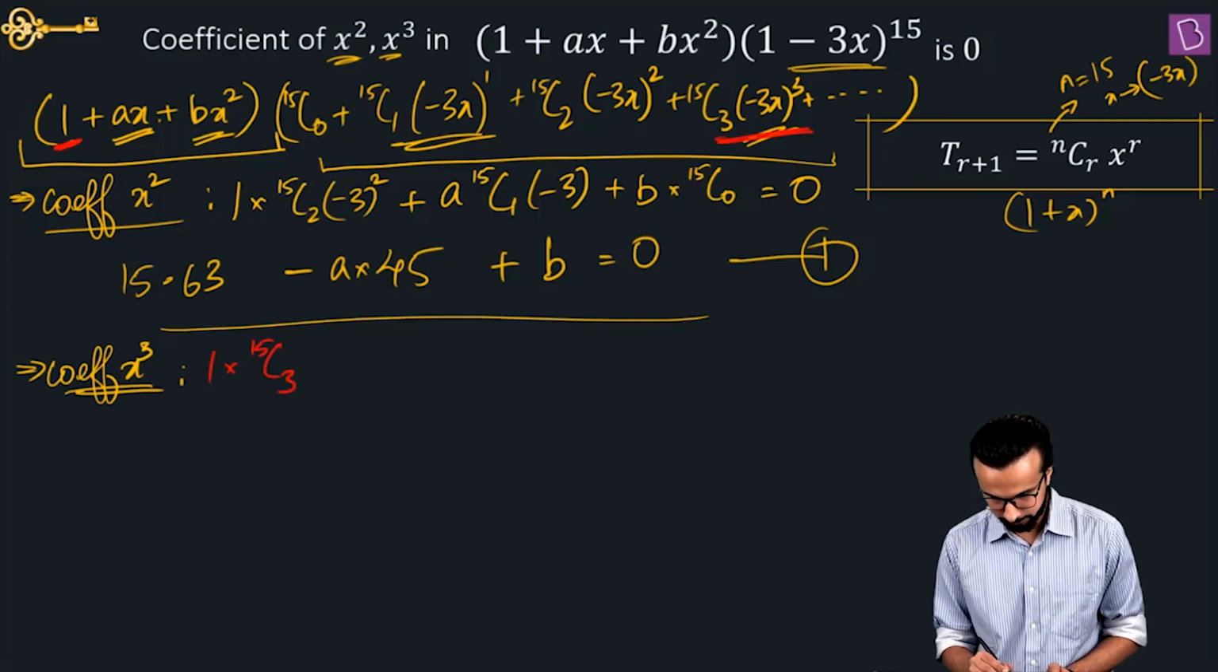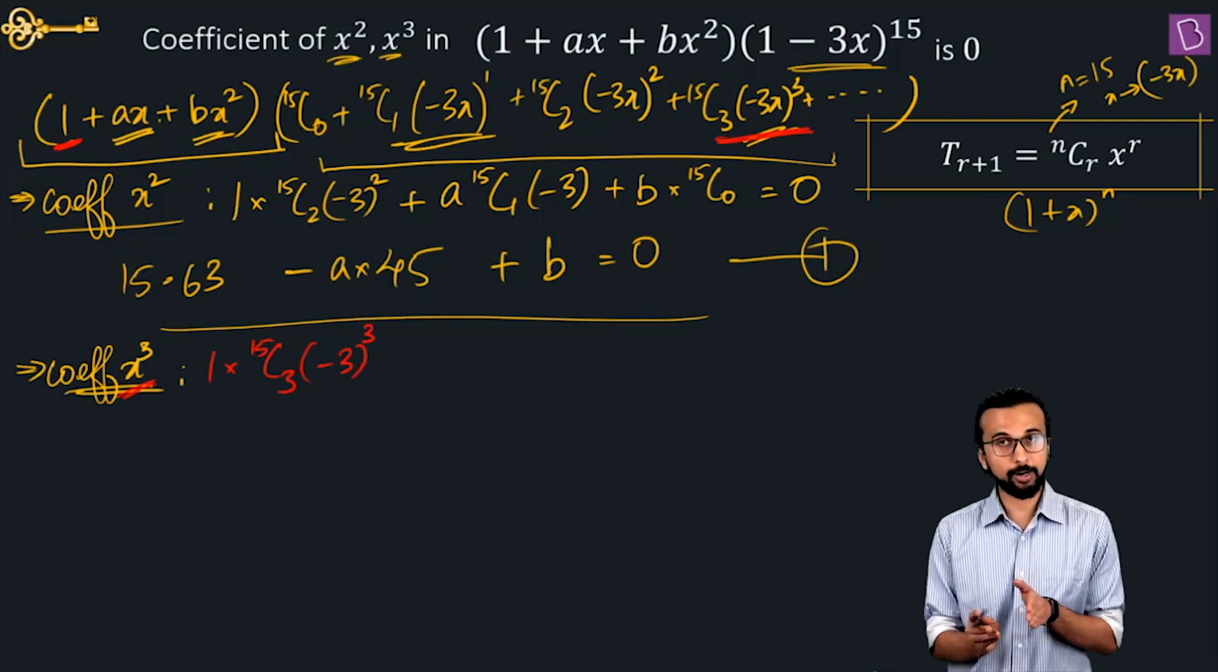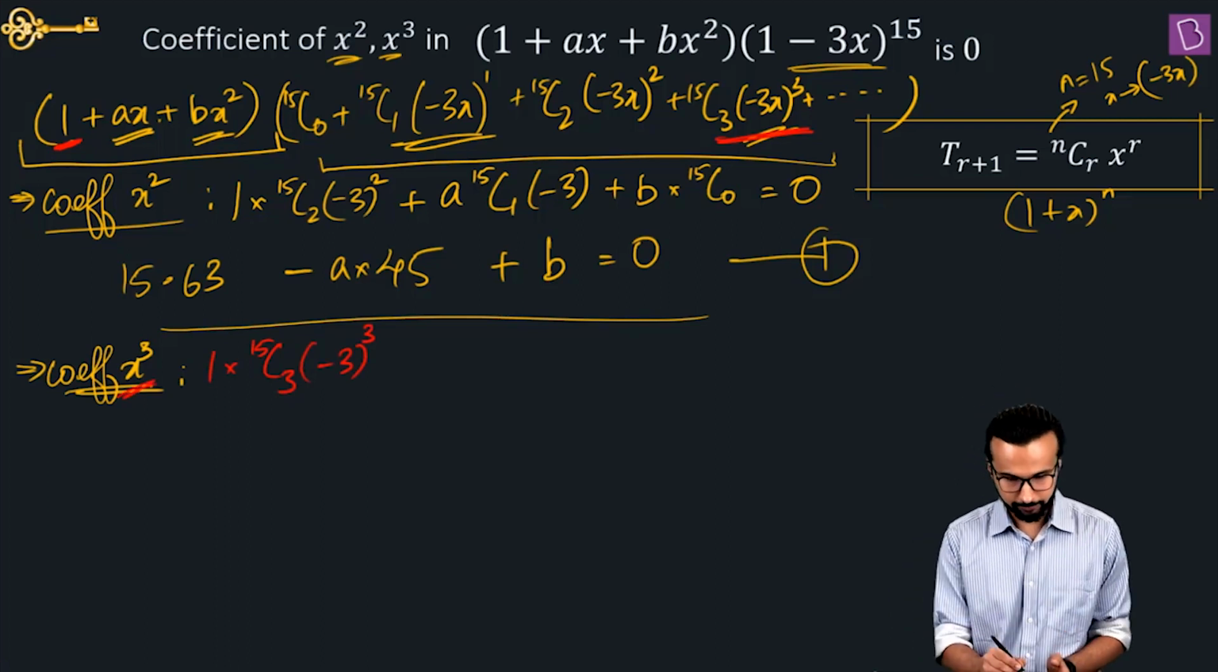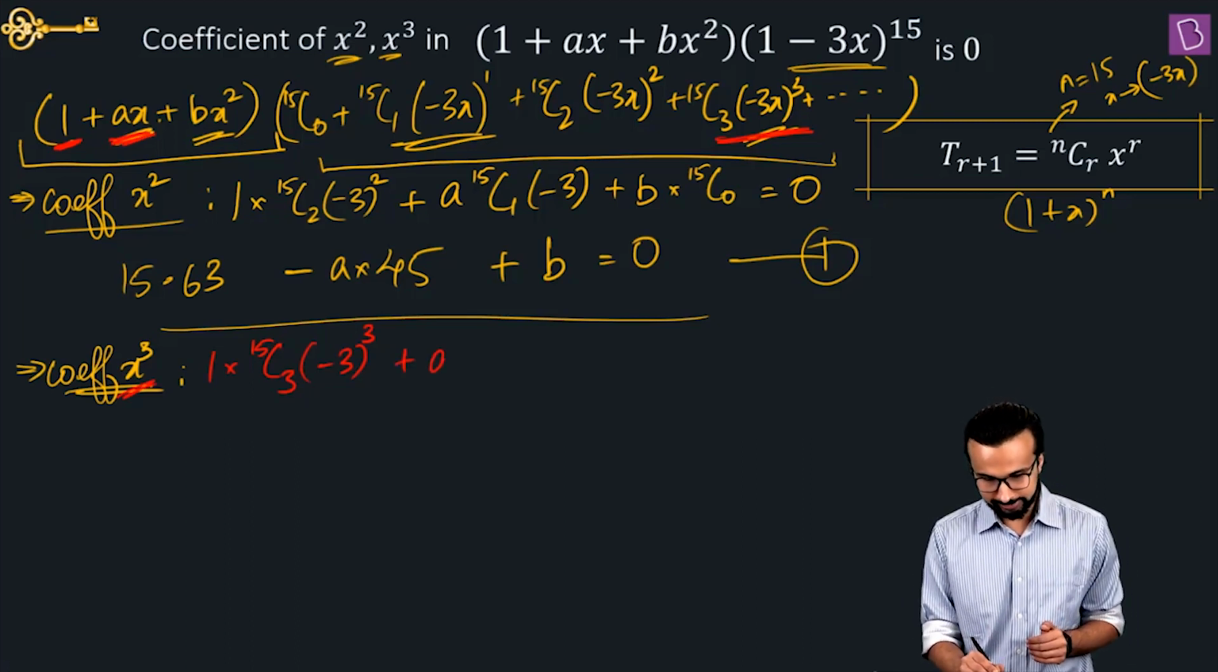Okay, 15C3 into (-3) cubed, into x cubed. x cubed is the term here, but I'm looking for its coefficient. Alright, let's look at the next part. The next term of the first part is ax.